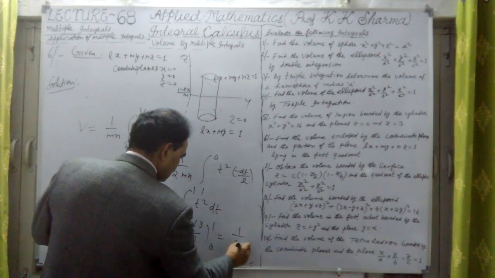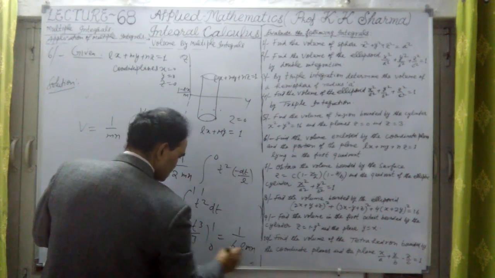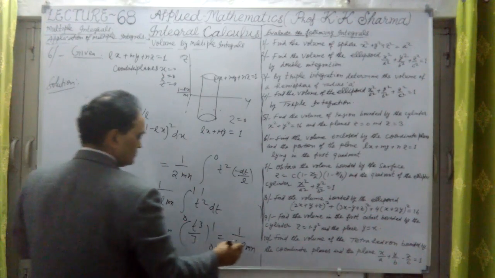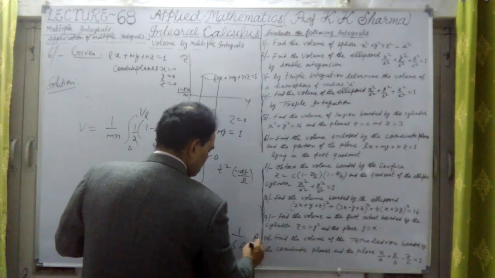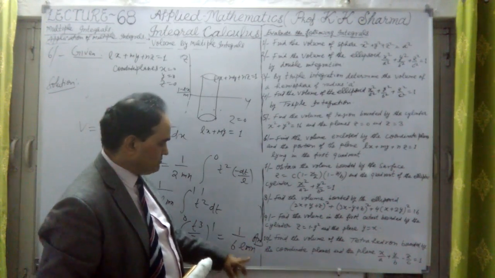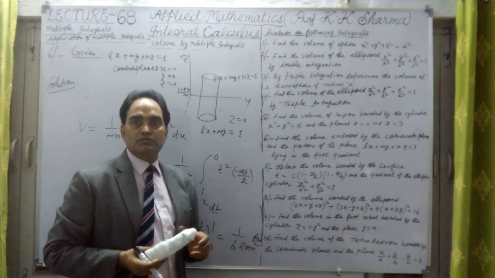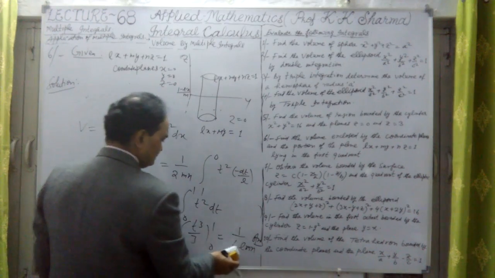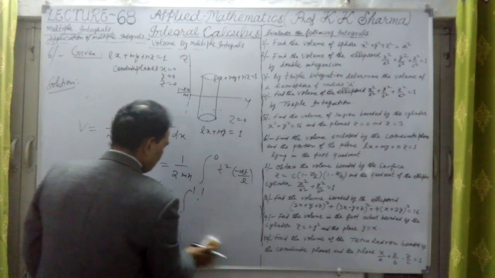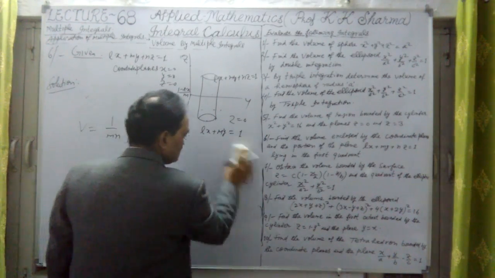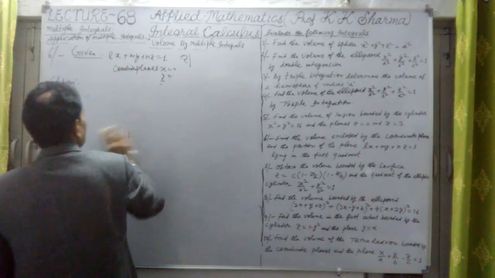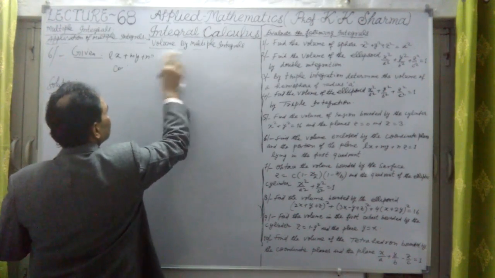L and n. This is the answer here. Final answer is this. 1/6 L and n. Okay, so this value is here. Finally, the question we have done. Question number 6 is 1/6 L and n. Question 6 solved. Now let me take the 7th question.